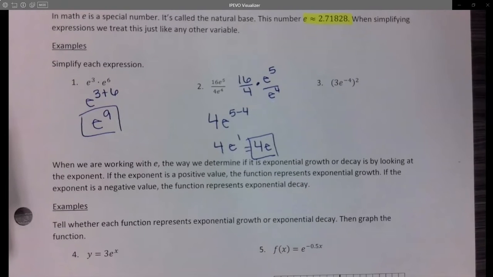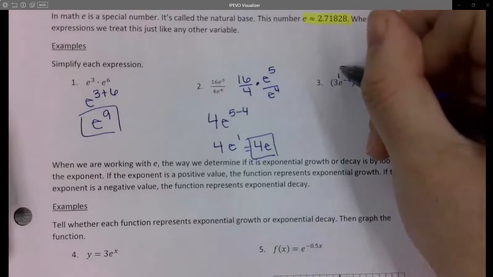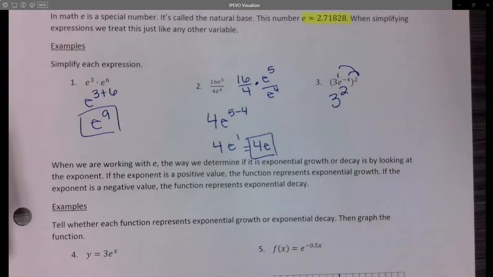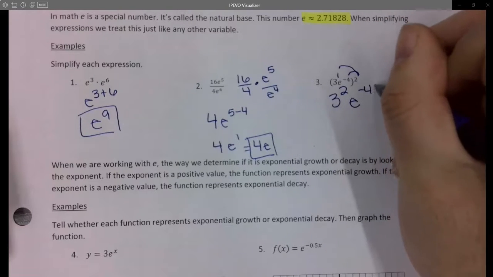Okay. Number 3, I have an exponent on the outside. So the 3 has a secret exponent of 1. I want to distribute to that. So it's going to be 3 squared. And then I have the 2 times the negative 4, which I'm just going to write like this for now.